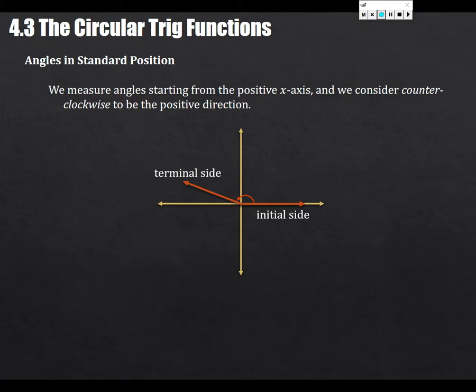Is that an arbitrary decision? Yes. That's just what the whole mathematical and physics community has decided, and that's what we mean by positive: counterclockwise.